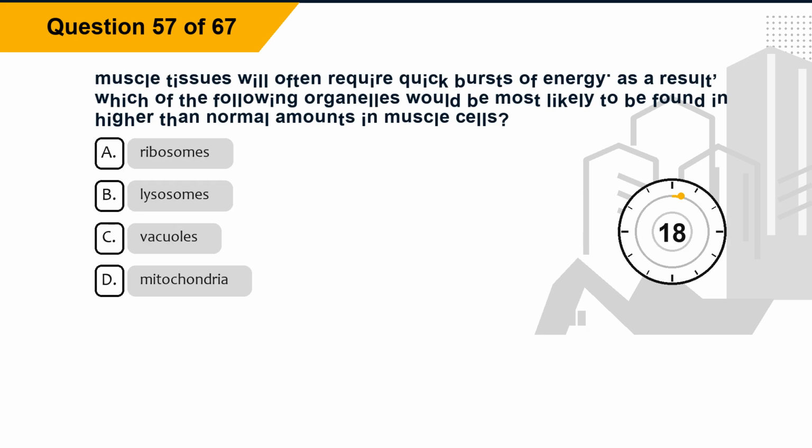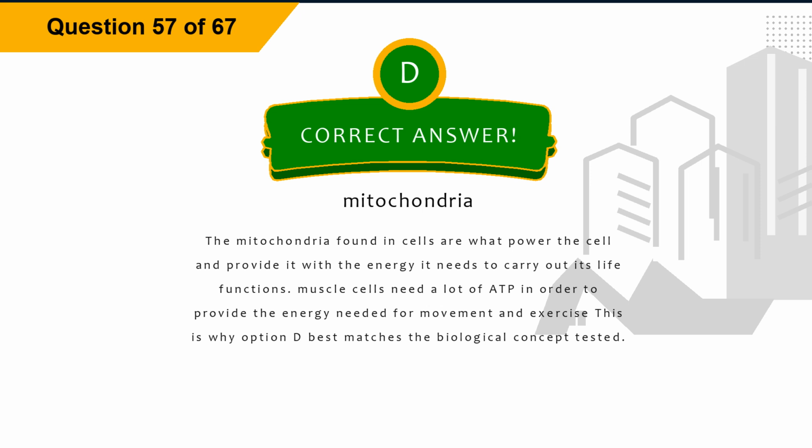Question 57. Muscle tissues will often require quick bursts of energy. As a result, which of the following organelles would be most likely to be found in higher than normal amounts in muscle cells? Option A, ribosomes. Option B, lysosomes. Option C, vacuoles. Option D, mitochondria. The correct answer is option D, mitochondria. Explanation. The mitochondria found in cells are what power the cell and provide it with the energy it needs to carry out its life functions. Muscle cells need a lot of ATP in order to provide the energy needed for movement and exercise. This is why option D best matches the biological concept tested.